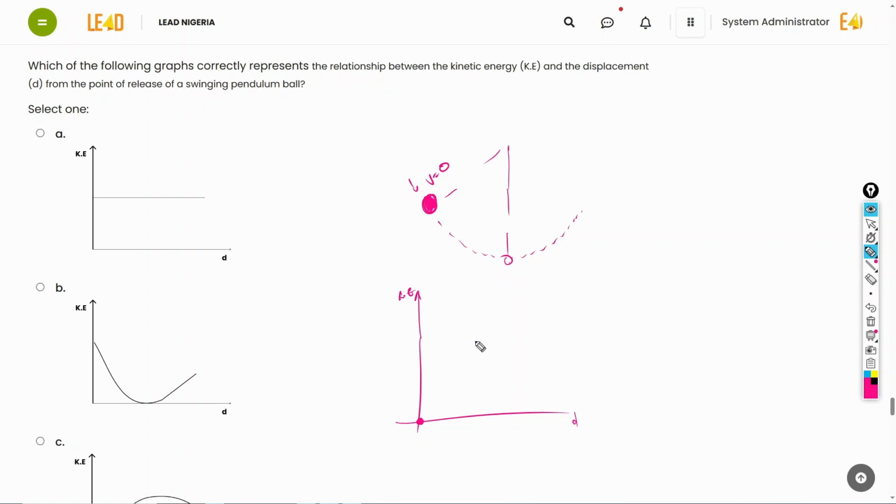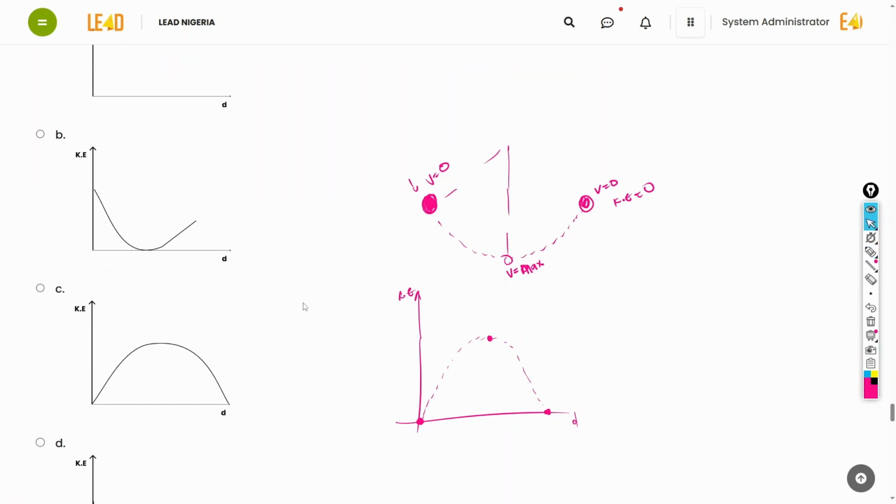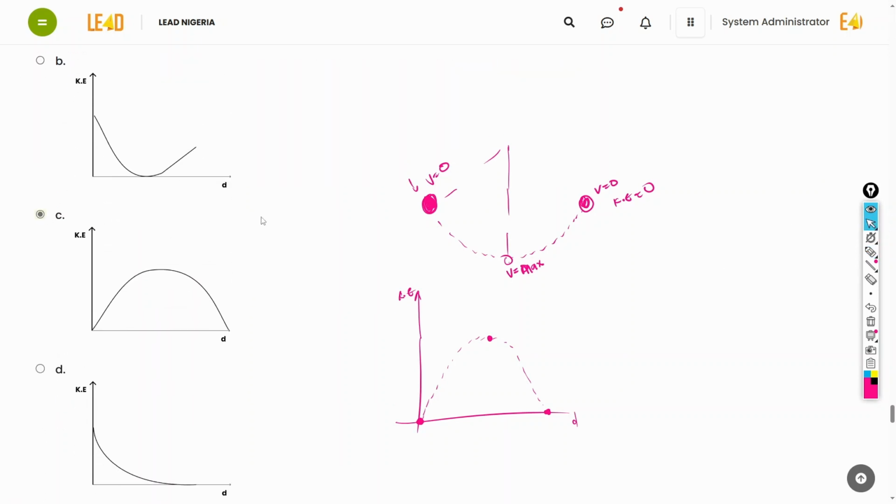By the time you get to the middle, your kinetic energy is maximum because your velocity is maximum, right? That means your kinetic energy would have swollen to somewhere here. And by the time you get to the other end point, your velocity is 0 again and your kinetic energy is 0, so you are back here. So you would expect to see a graph like this. That's option C.